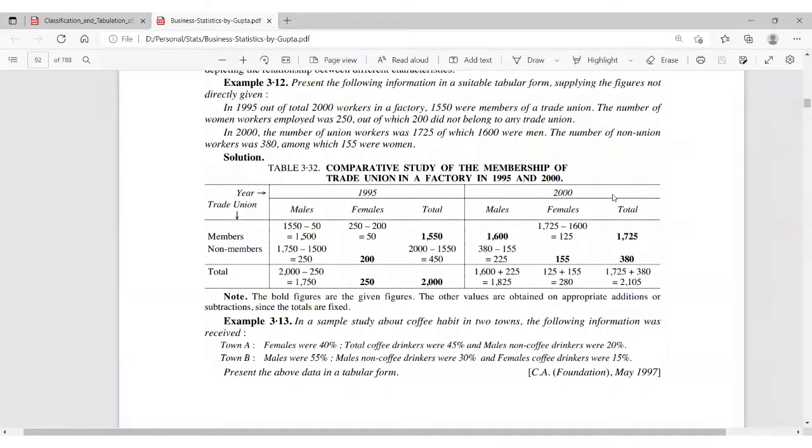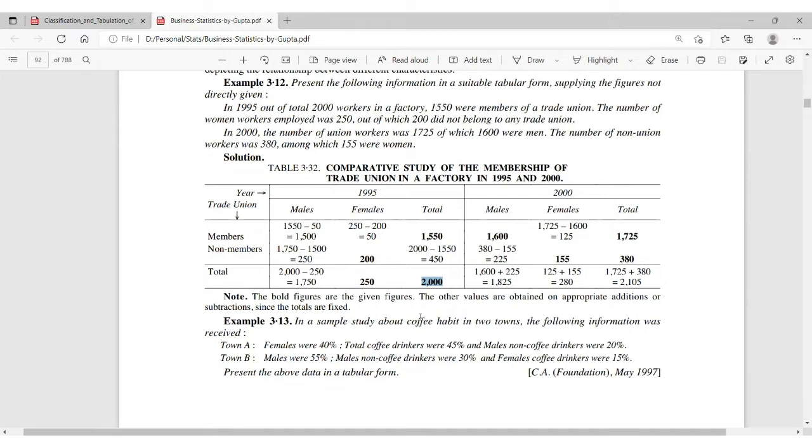So this comes to be 1995. Now, what was the first figure? Out of a total 2000 workers in a factory, that means the grand total 2000 is given. The total workers in the factory is 2000, including men, women, union, non-union, all these, right? So this is the grand total, 2000, written. We assume that all else is blank, and we are now forming the table with these inputs, right? So the grand total is 2000, right?